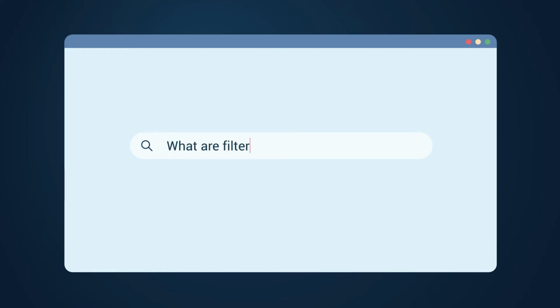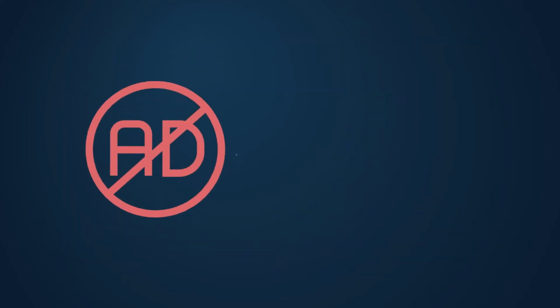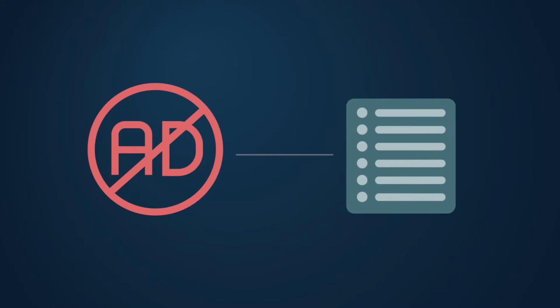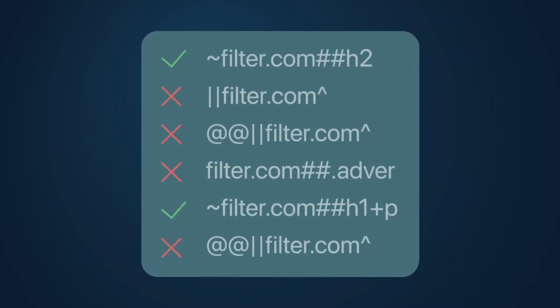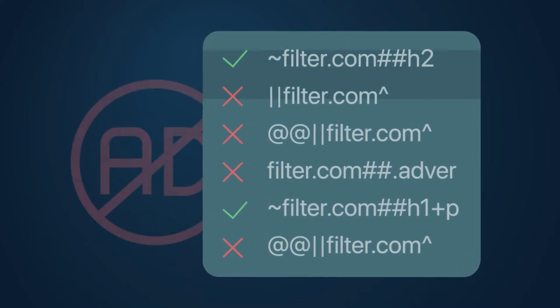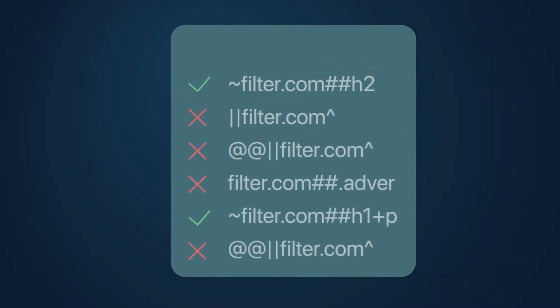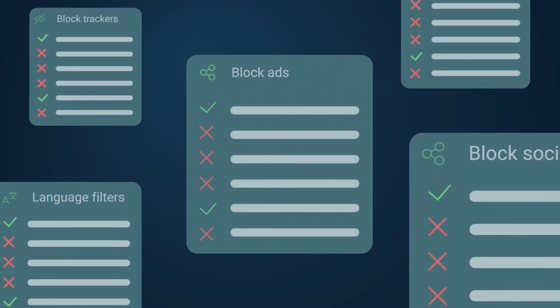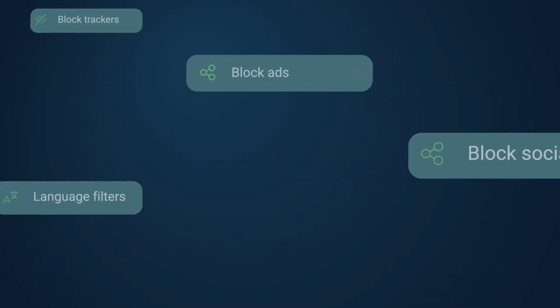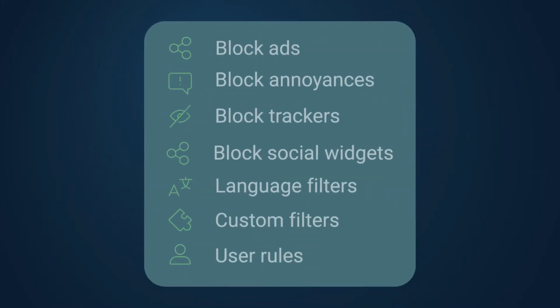What are filters? Any ad blocker is based on filtering rules. Each rule is a string written in a language the ad blocker understands. Filtering rules define how and what to block. When combined together, rules comprise what is called a filter. Usually filters consist of rules with a similar purpose.